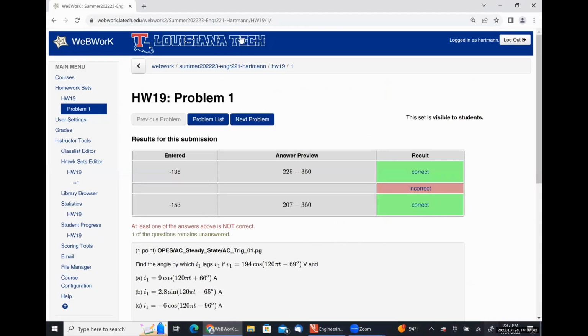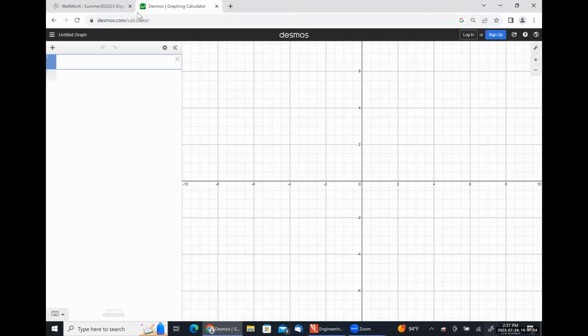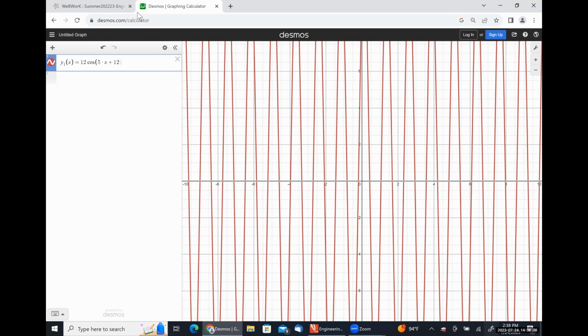So I'm going to go to Desmos graphing really quickly. And let's call this first waveform y1 of x, and it is equal to 12 cosine 5x plus 12, right? So I have a little bit of a hiccup right here.